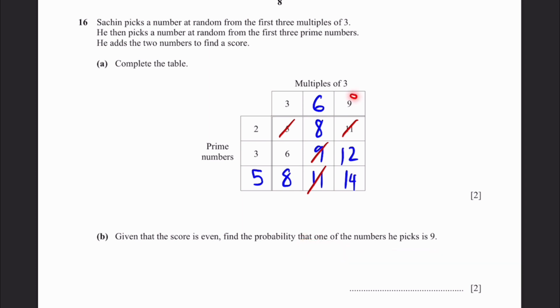So we have picking 9 over here, we get 2 of these scores. And the other 3 are not from picking 9. So that means the probability will be 2 out of a total of 1, 2, 3, 4, 5 scores, which are even. That's the answer.